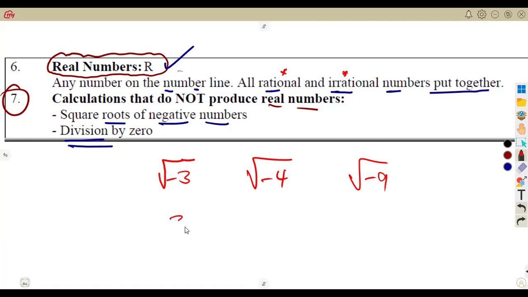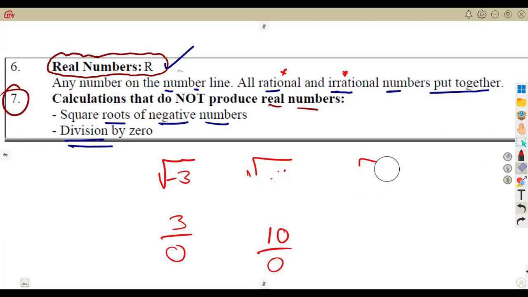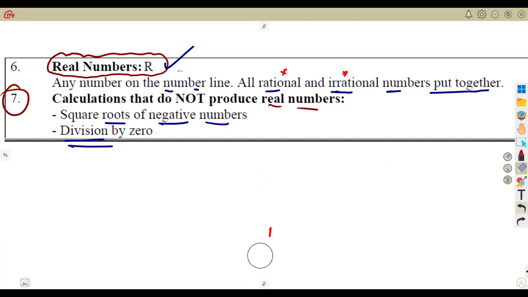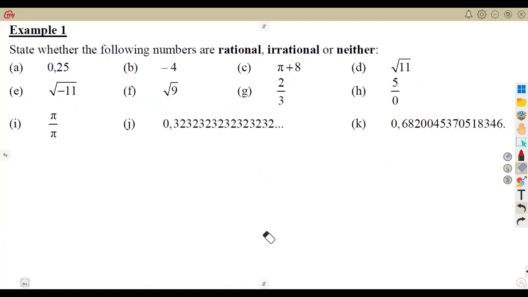Division by 0, I talked about this, dividing a number by 0 like this. These numbers do not exist mathematically. So this is what you need, guys. So let us quickly use this information to attempt this example. Example 1, we're given to state whether the following numbers are rational, irrational, or neither.